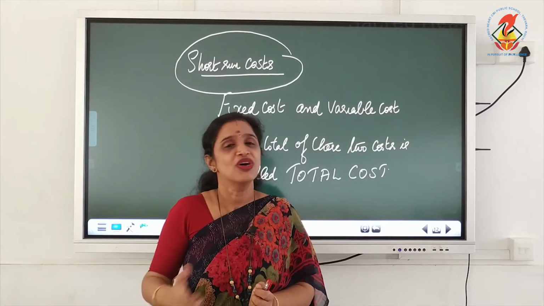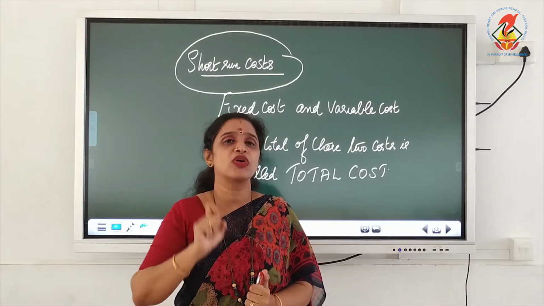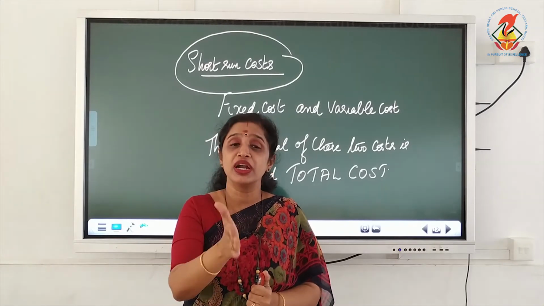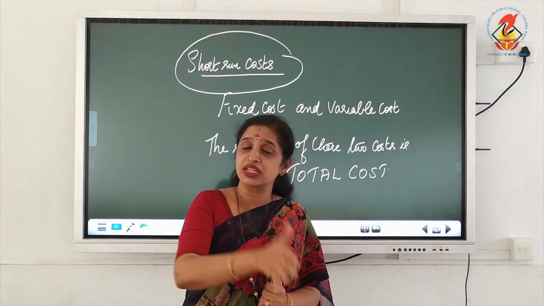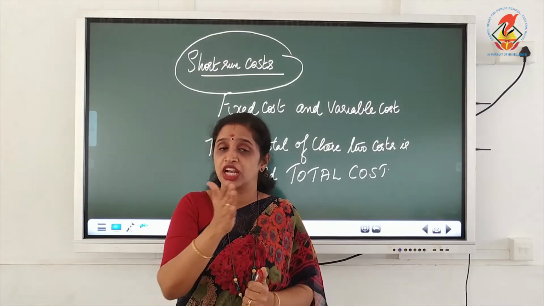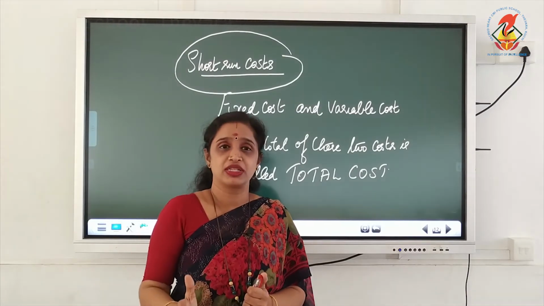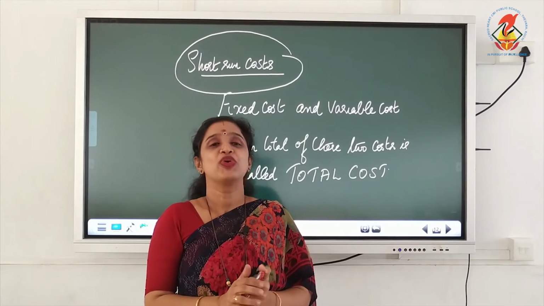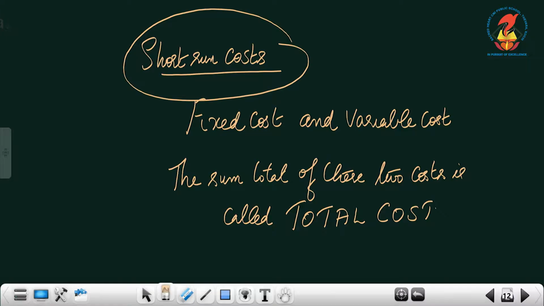But in long run, all the factors will be variable. Therefore, only variable cost will be there in the long run. But we are not learning the long run, we are learning short run. As in the short run, there are some fixed factors and variable factors, there will be cost of fixed factors and cost of variable factors. So there are two types of cost which we have to learn in short run: one is fixed cost and the other one is variable cost.